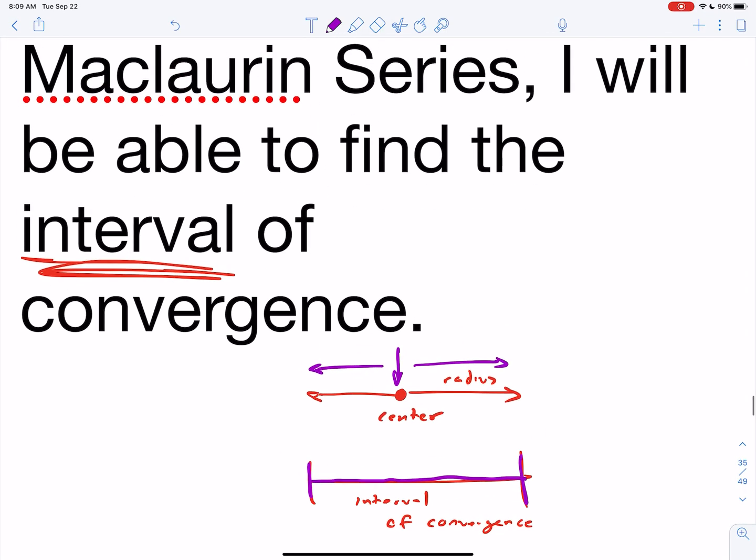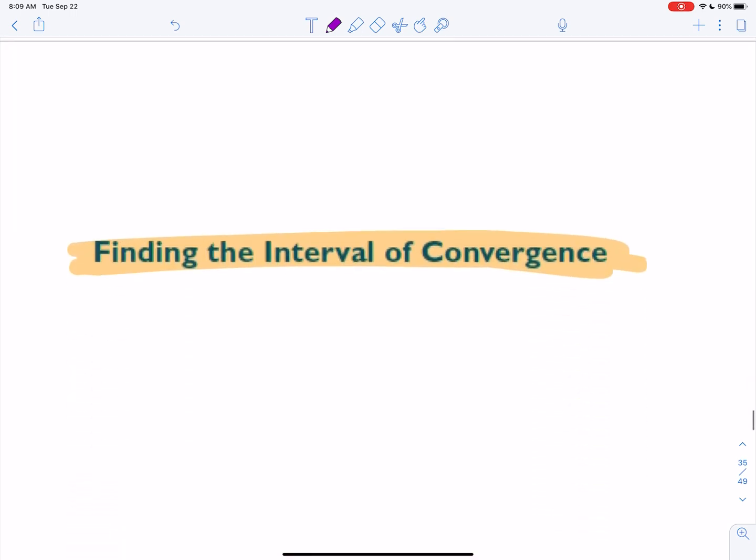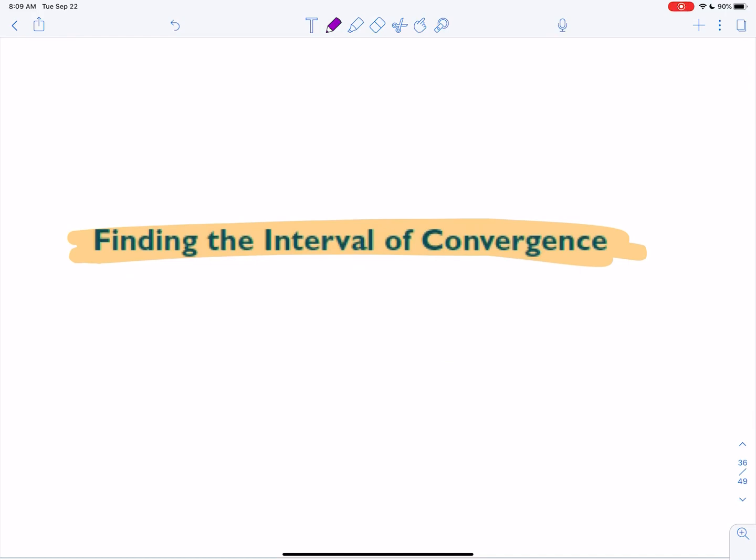So it's going to be very similar to finding the radius of convergence, but there's a follow-up step to that, okay? So here we go. Finding the interval of convergence, okay?